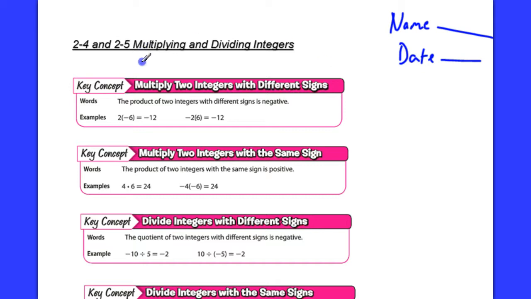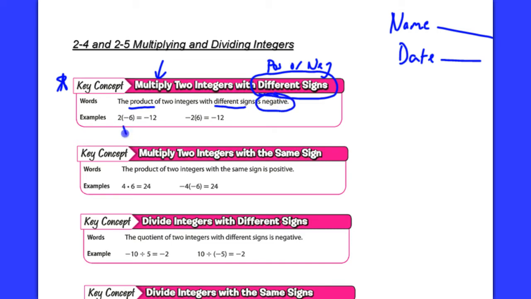And let's talk about multiplication. You may have done this before. If you have, you'll be a step up. Things might go a little bit faster for you. Key concept one. Whenever you multiply two integers, remember what an integer is? Positive or negative whole number with different signs. Okay, so different signs can be positive or negative. Whenever you do that, the product, that means the answer, when you multiply with different signs, is negative. There's our key word right there, negative.